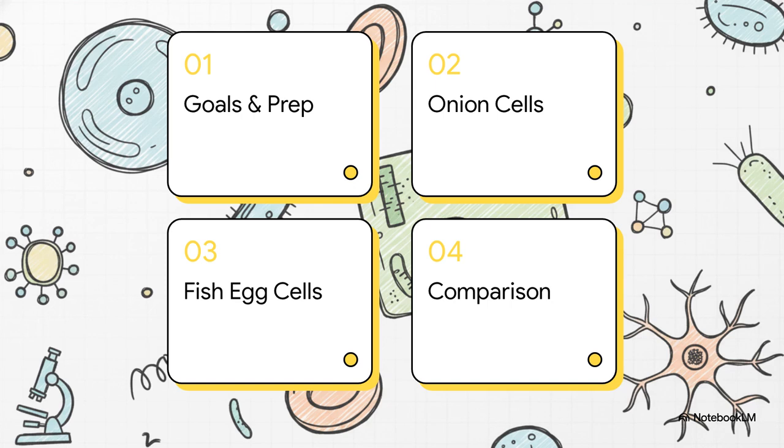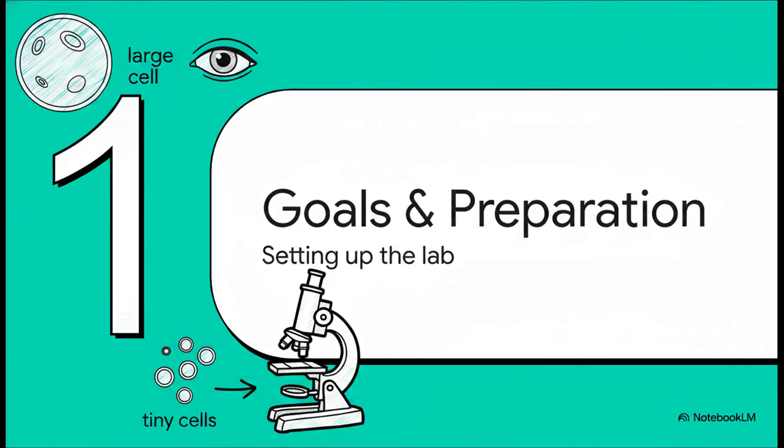Here's the game plan for today's explainer. We'll start with our goals and prep, take a close look at onion cells, switch gears to observe some fish egg cells, and wrap it all up with a side-by-side comparison. Let's get into it. Part 1. Goals and preparation. Getting our lab set up.